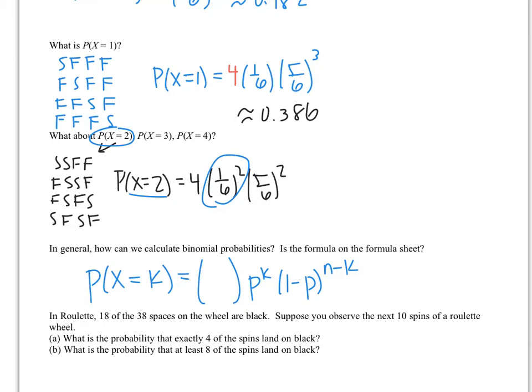And then what you noticed is we always had to multiply by how many different cases there were, which happen to be 4 and 4. They're not always going to be the same. The way you find out how many different possibilities there are, so how many ways you get a certain number of successes, is n choose k. So I'm going to show you how to do that on the calculator. It's not a fraction. That's read n choose k.